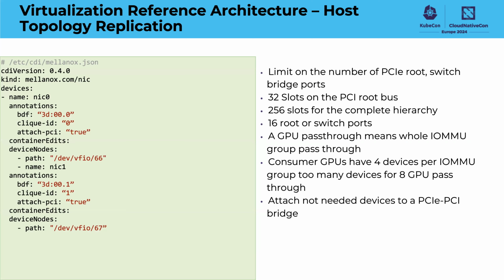If you're working with VMs, there are also limits. This is an example for QEMU. There's a limit on the number of PCI root or switch bridge ports, like 32 slots on the PCI root bus. In some cases we only have 256 slots, and we can only enable about 16 root or switch ports. And there are some other intricacies. For example, you're not essentially passing through a GPU, you're always passing through a whole IOMMU group. And some consumer GPUs have 4 devices per IOMMU group, which means if you pass through 8 GPUs, you get a problem because you don't have 32 root or switch ports.